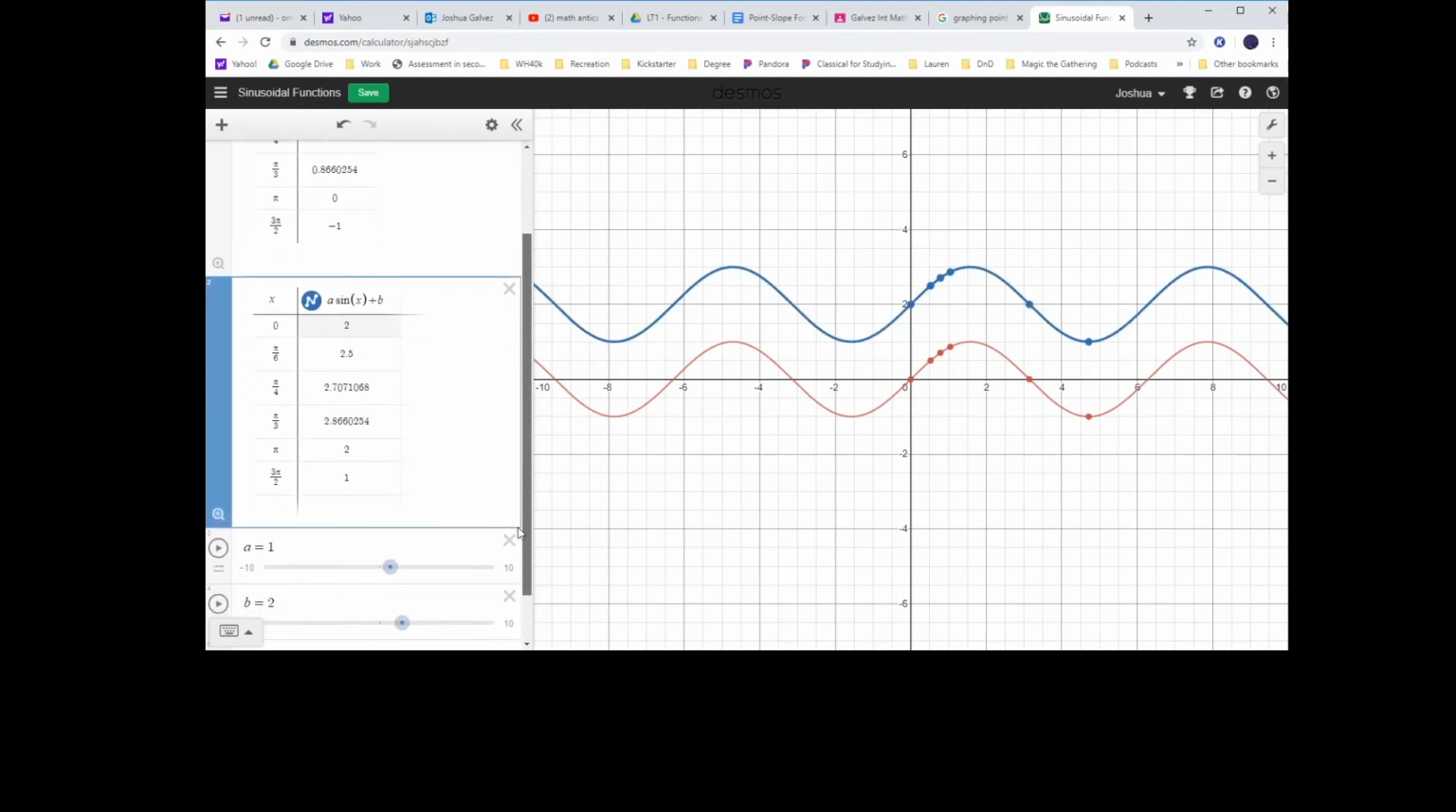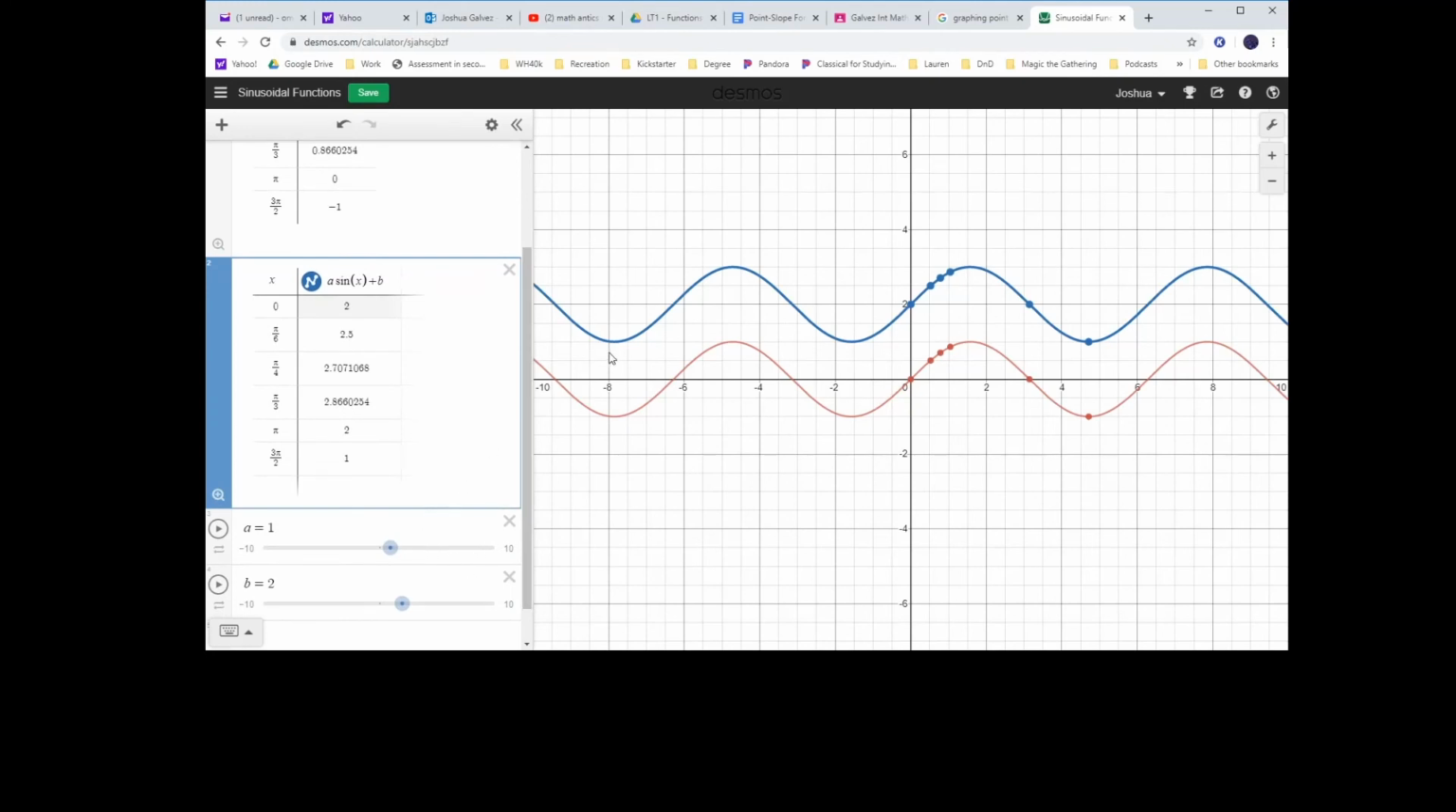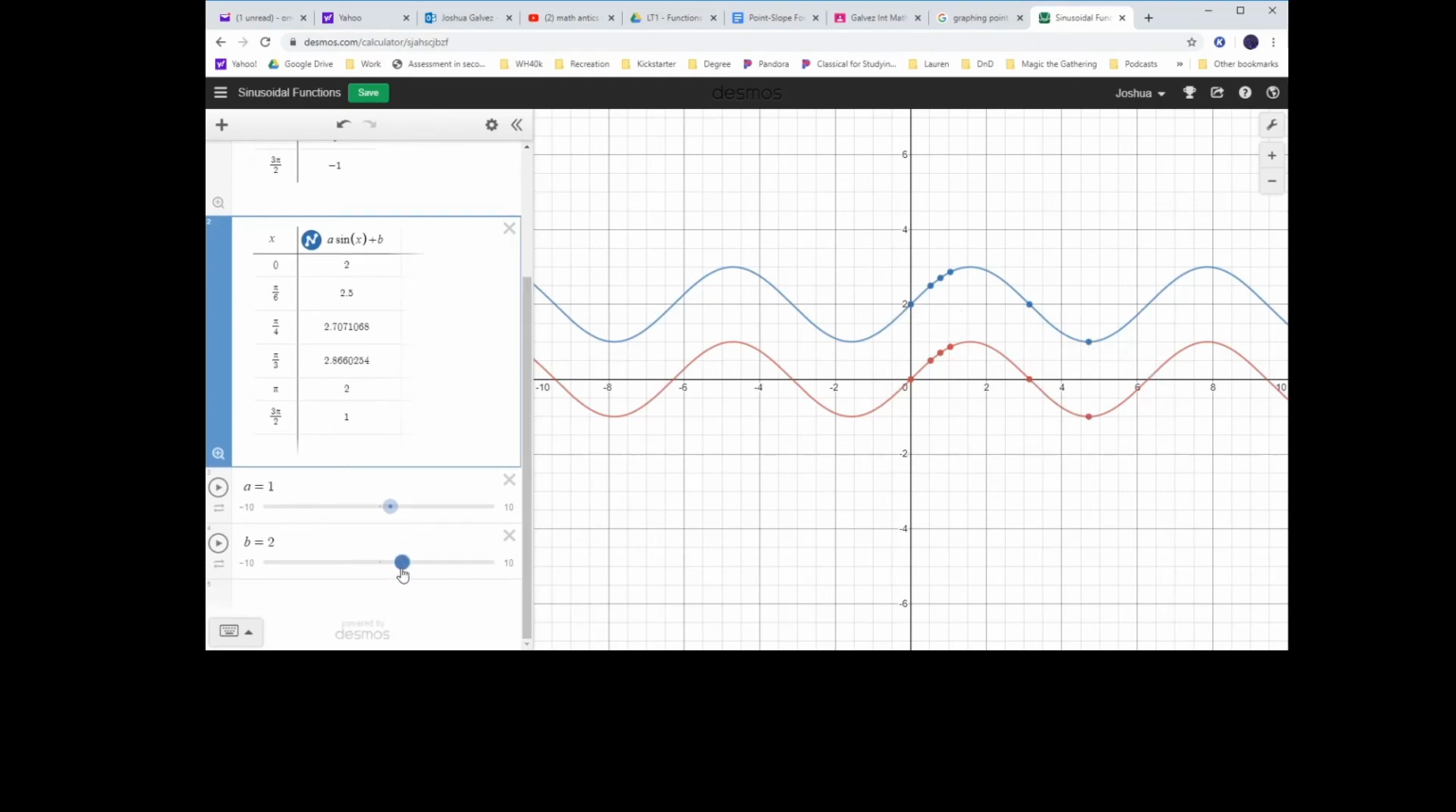And that's causing the graph to move up. So all of these points are exactly 2 above the previous points. Then, if I move it to be negative, you're moving them down. So you can see this is just moving the graph up and down, and it's affecting the midline. It's not affecting the amplitude whatsoever.